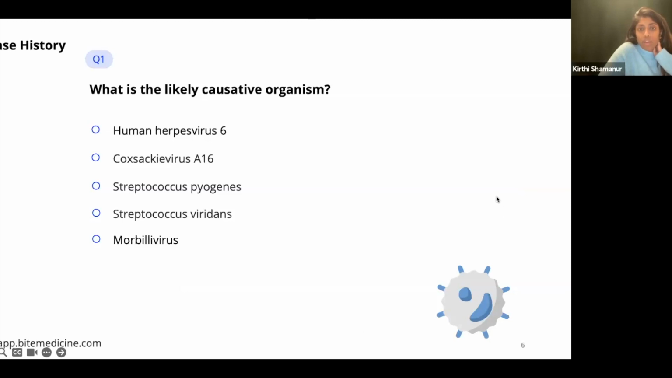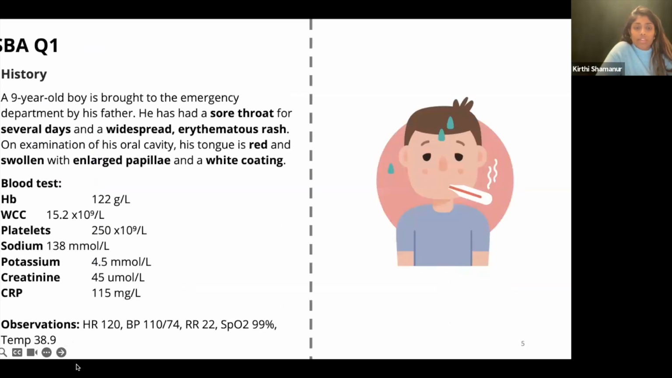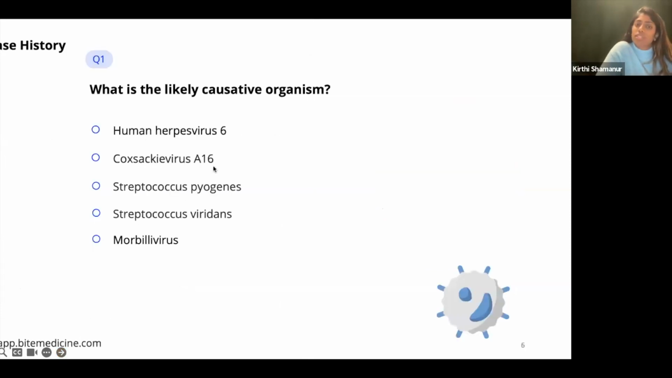Feel free to write your answers in the Q&A tab because I can see them. I'll just count it down with 10 seconds in my mind rather than spend too much time on them. So, likely causative organism: you've got sore throat, widespread rash, red swollen tongue with a white coat as well, and he's got a temperature and he's a bit tachycardic, and you saw the bloods as well. Yeah, I've got a few answers. Well done. It is strep pyogenes.